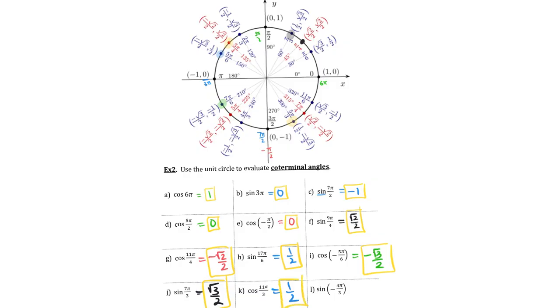Okay, last one. Sine of negative 4 pi over 3. Okay, if I go pi over 3, I go this way. If I go negative pi over 3, I go this way. 1, 2, 3, 4. So I end up over here. The sine is the y-coordinate, so that's going to be root 3 over 2.